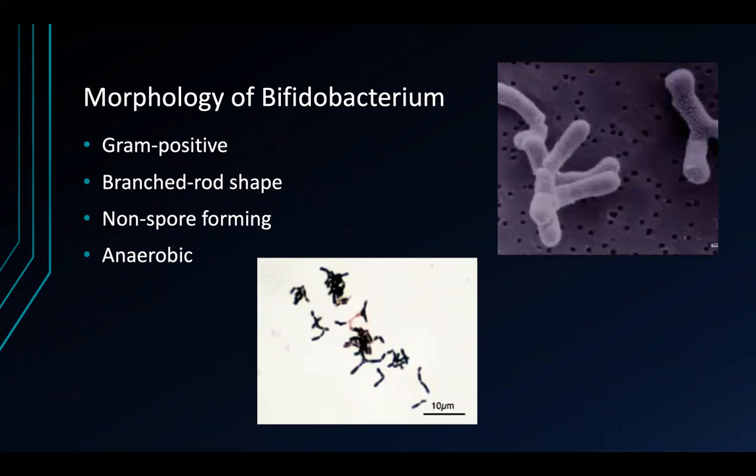It is gram-positive, so when you're doing a gram stain on it, it will stain blue. It is a branched rod shape, and this is depicted in the top right picture. It is non-spore forming and it is strictly anaerobic. In the bottom picture, it shows a zoomed out version.